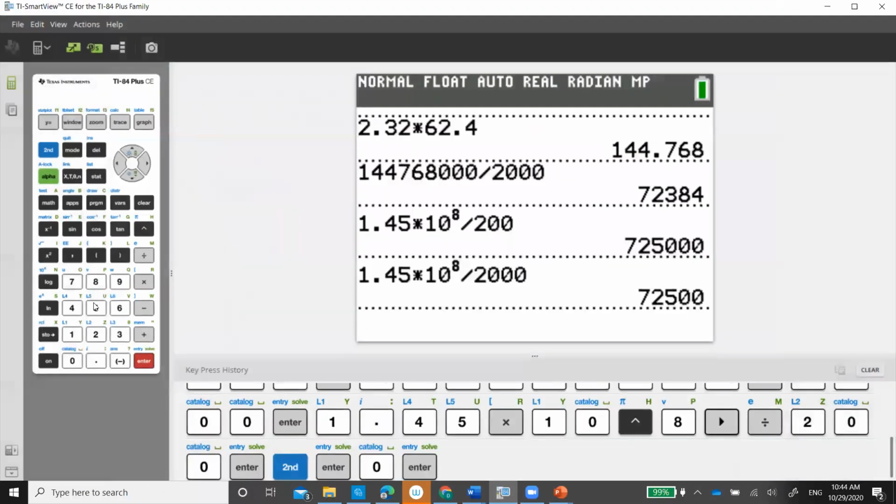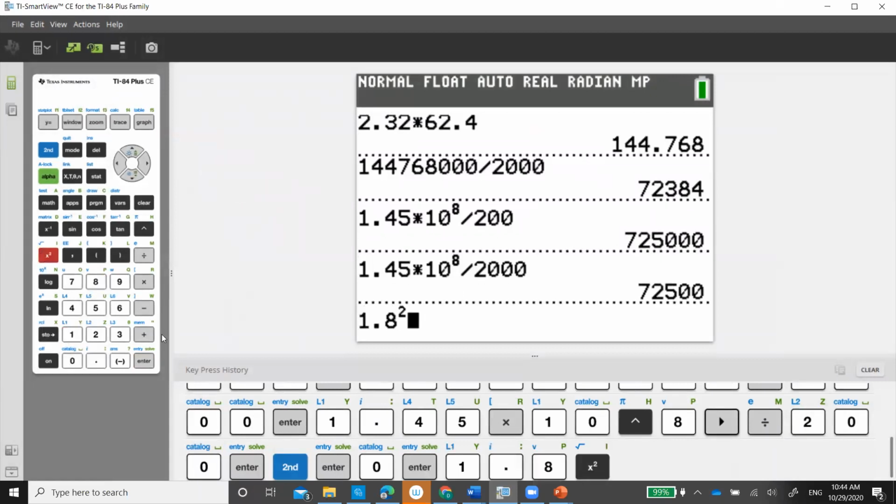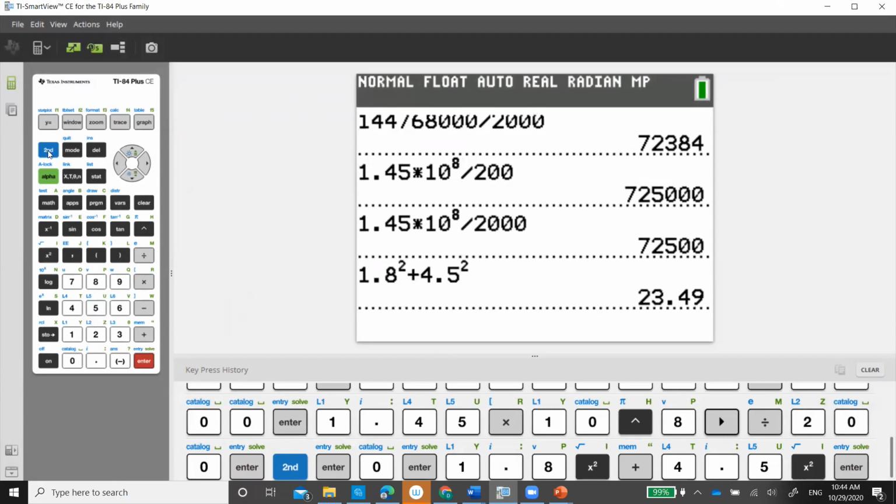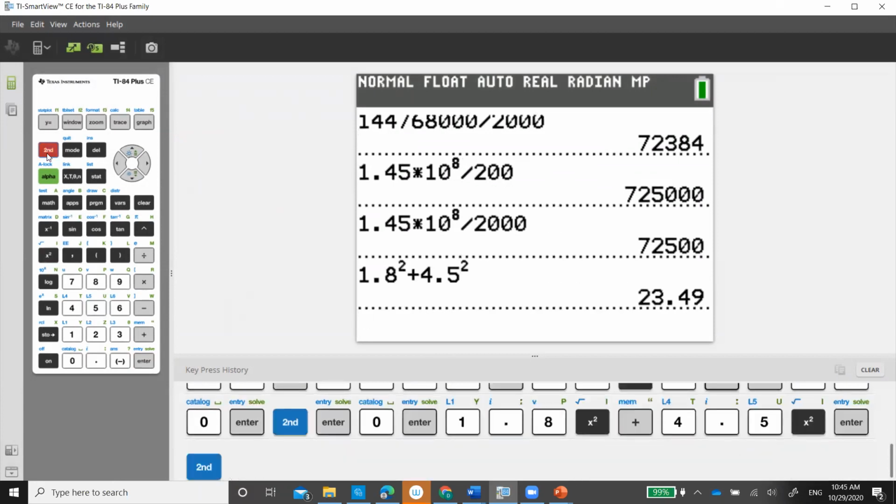So I'll show you. So this is 1.8 squared, then plus 4.5 squared. 23.49. Now I want the square. That was s squared. I want the square root of that.